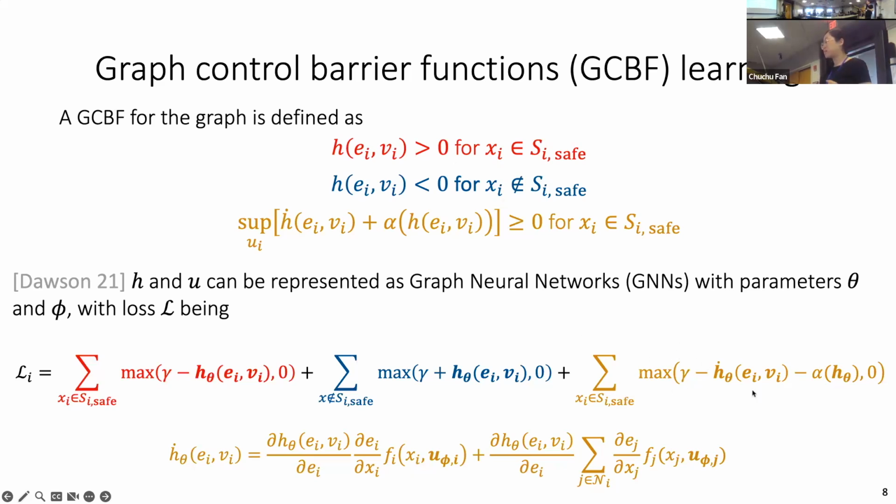You can see in the last condition here, the yellow one, because we need to find a controller to make the third condition valid through the chain rule. Actually, the controller will be trained at the same time. So this single loss function will get us both the GNN h and the graph neural network controller u.